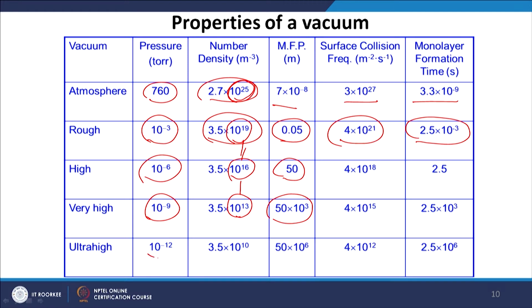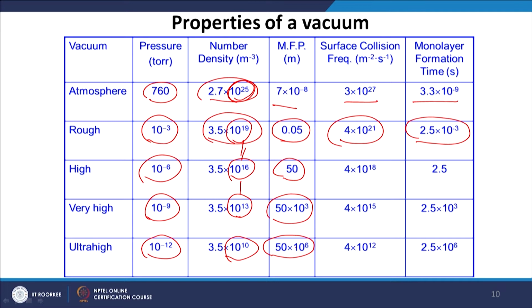Now, ultra high vacuum, which is 10 to the power minus 12, which is observed in interstellar space or on the moon surface, there the number density of gas molecules per unit volume, per meter cube, is 10 to the power 10, and the mean free path is 50 into 10 to the power 6.